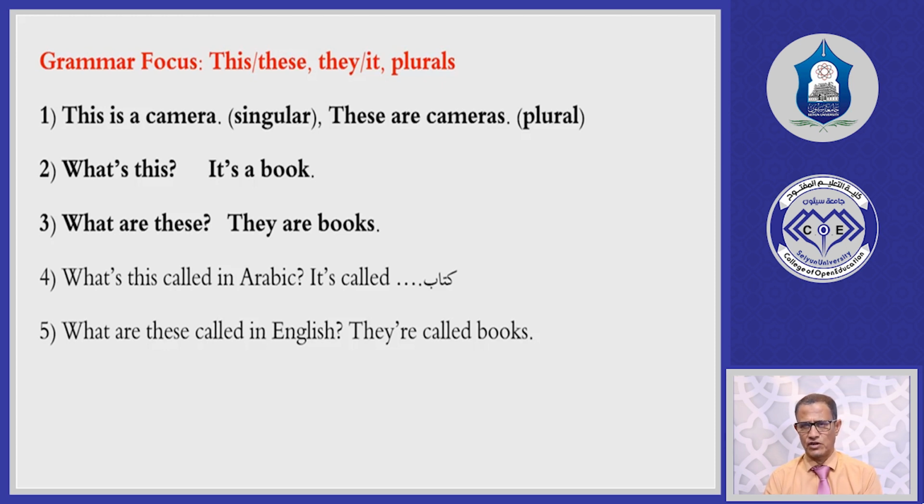So why do we use "it" here? Because it is singular. What's this? It's a bin. What's this? It's a book. What's this? It's a table. What's this? It's a shirt.